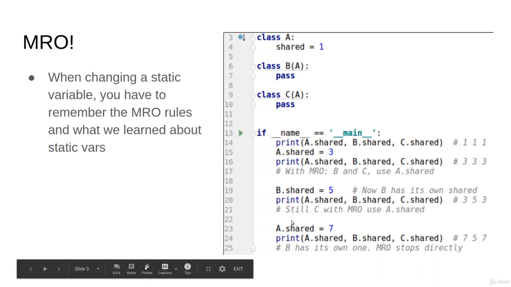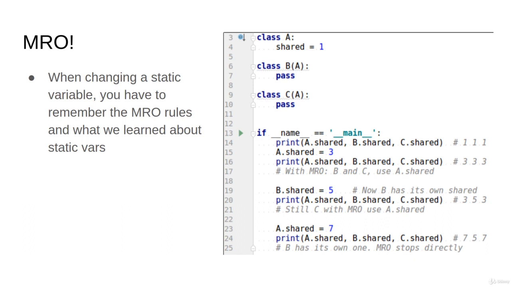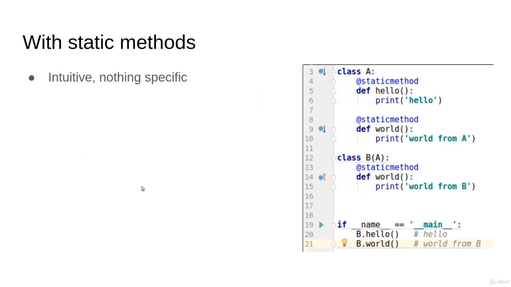Overall, to be good with the static variables and inheritance, you have to keep in mind two things. The first is the MRO rules, and the second to remember what we learned in the static variables and the issues involved with them. So be careful with the static variables in inheritance to not make mistakes.